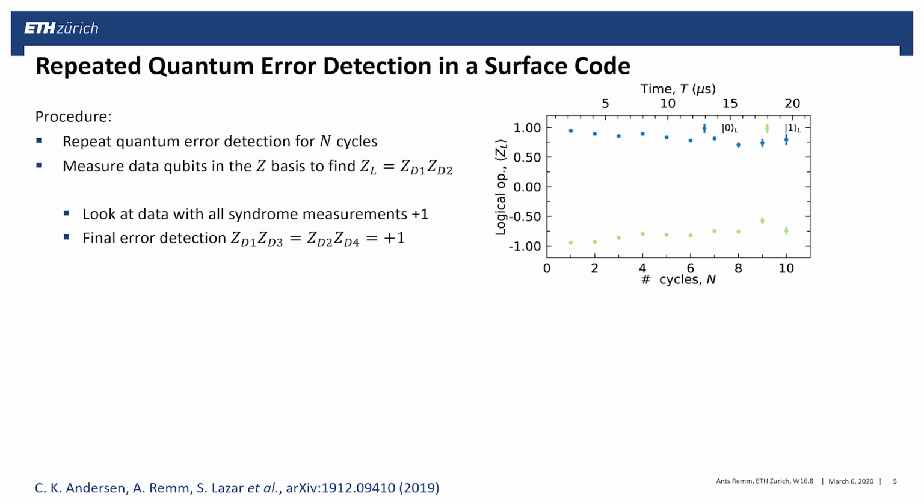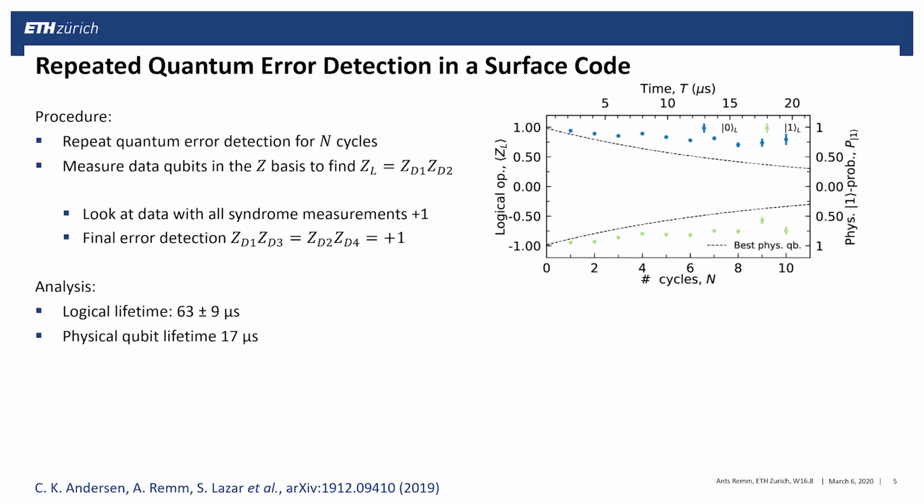As you can see, the logical Z operator decays very little over this time. By fitting the data to an exponentially decaying model, we extract the logical lifetime of our qubit, which is around 60 microseconds. It's worth noting that this is much better than the best physical lifetime of our qubits, which is 17 microseconds, shown in the dashed lines on the same plot. Because the physical qubit decays towards the zero state, but the logical qubit towards the mixed state, the axis for the physical qubit is modified.